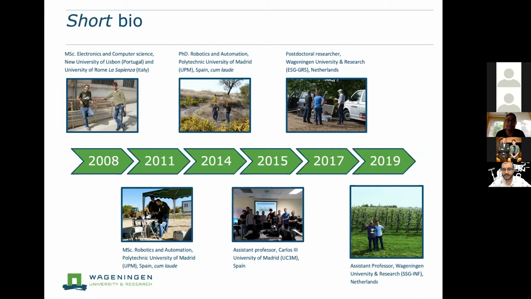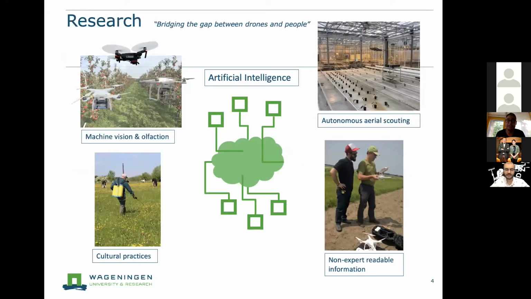And finally, it was always my will to one day join Wageningen, and that was possible in 2017, where I joined the laboratory of geoinformation and remote sensing. Later on, I was postdoc for 2 years, and then in 2019, I joined the Information Technology Group, first as a lecturer and then as an assistant professor.